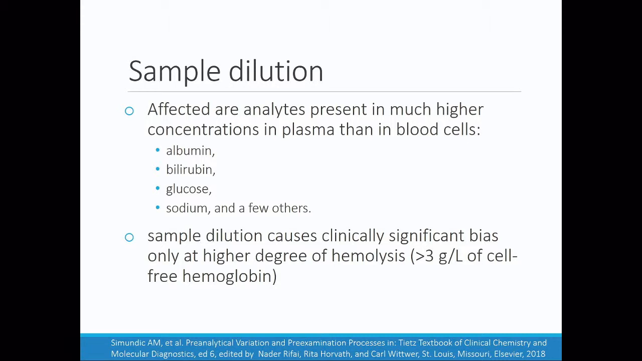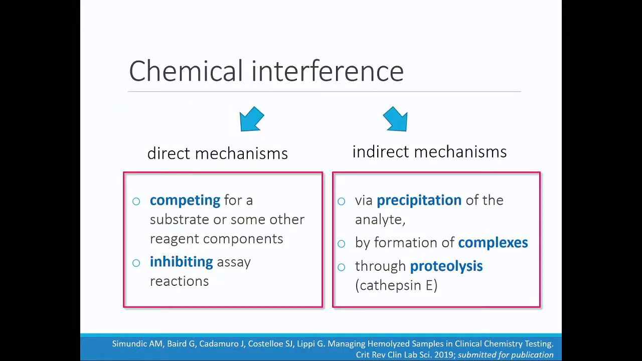And the analytes which are affected by this type of interference are those which are present in much higher concentrations in plasma than in blood cells. So, for example, albumin, bilirubin, glucose, and sodium and some others will be affected by this type of interference. It has to be pointed out that this type of interference will actually affect the concentration of analytes only at a very high degree of hemolysis, so up to or over 3 or more grams per liter of free hemoglobin.